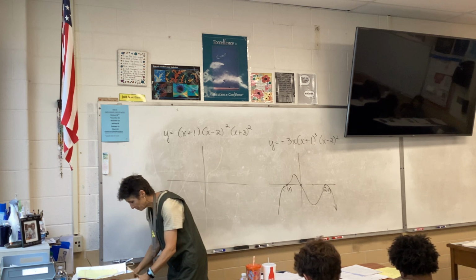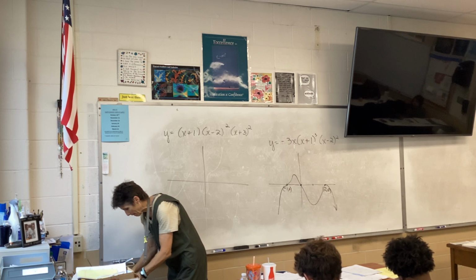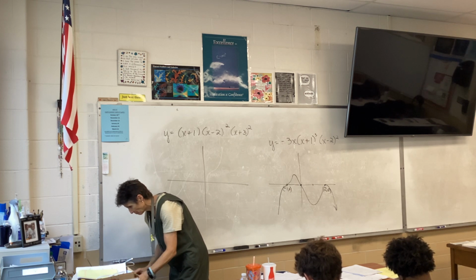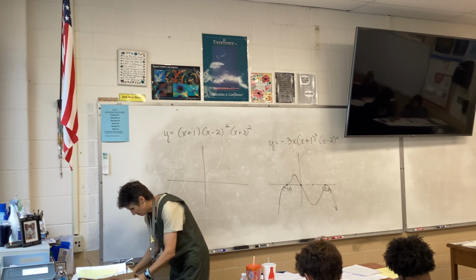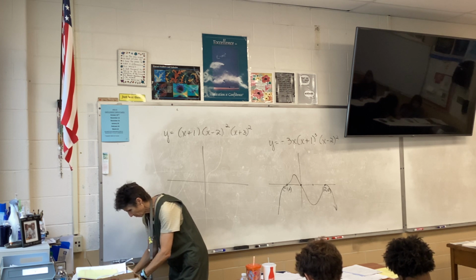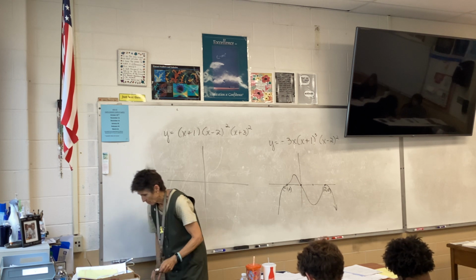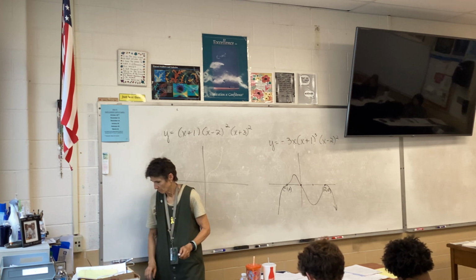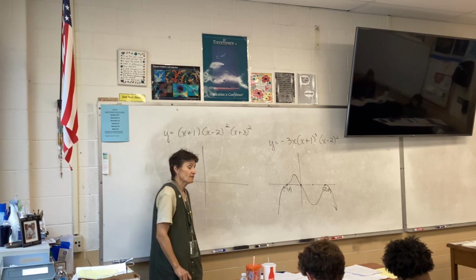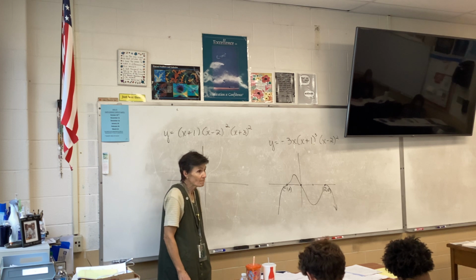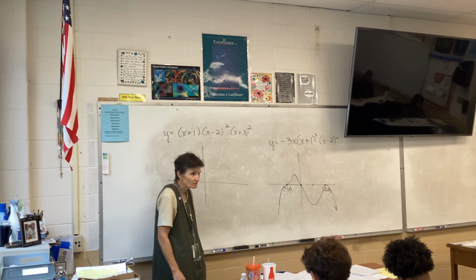When your line hits one of the x's, like one of the zeros, how do you know if it should bounce up or down? It's going to bounce in the direction it came from. That's the only way you can bounce.